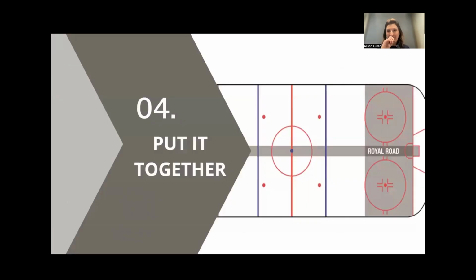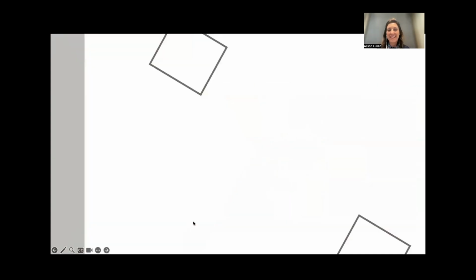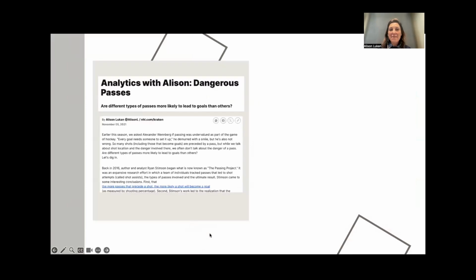So let's come to our final step, putting it all together. And this is what you're going to want to be thinking about as you come to your final presentation and submission that you make as part of the Big Data Cup. And I'm going to give you an example of a concept that I was educating our fan base on, and that was passes across the Royal Road or down the middle of the zone, as you can see illustrated here in this graphic.